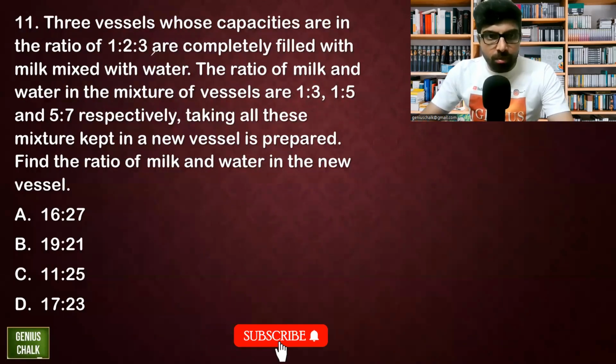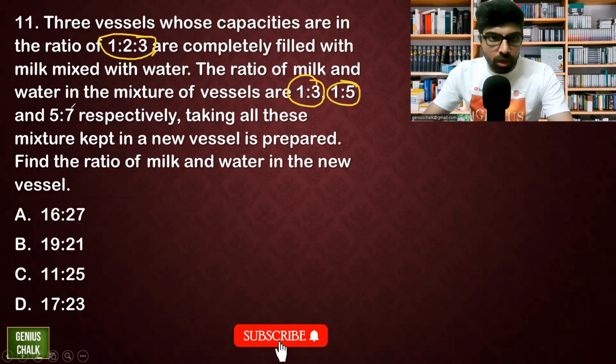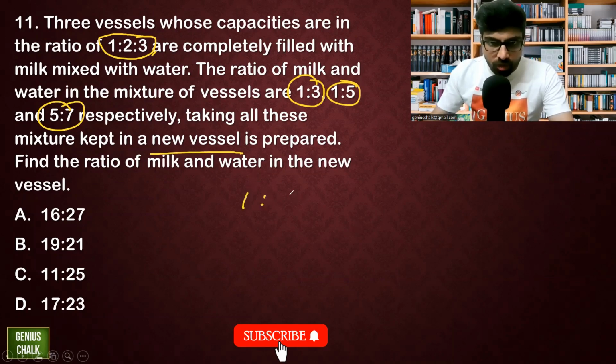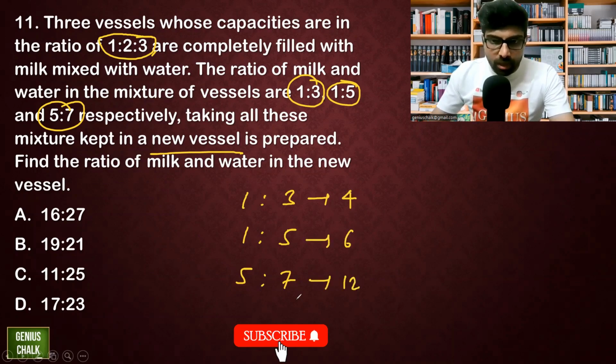Now again we have the same problem, and the ratio is 1:2:3, and these respective ratios are given and they are mixed in a new vessel. Let's do it. 1:3, 1:5, and 5:7. Right. Now what is the total here? Total here is 4, total here is 6, total is 12. What is the LCM? LCM is 12.